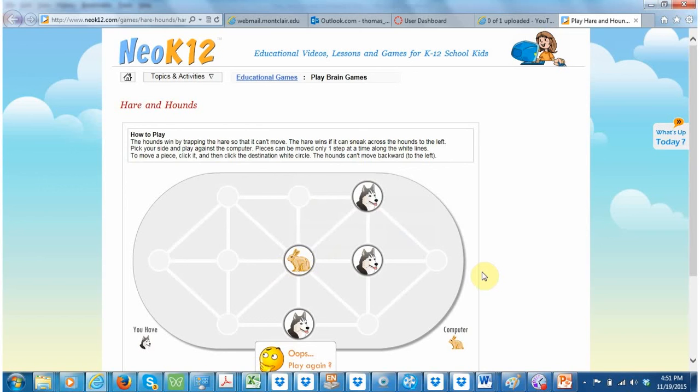So I'm going to be looking at what is the least number of moves it takes for the hare to win and the least number of moves it takes for the hounds to win, if they can win at all. So keep playing the game and let me know what you think. Thanks.